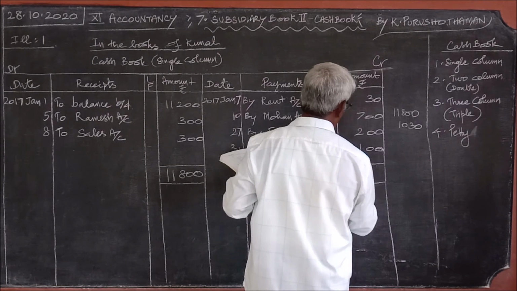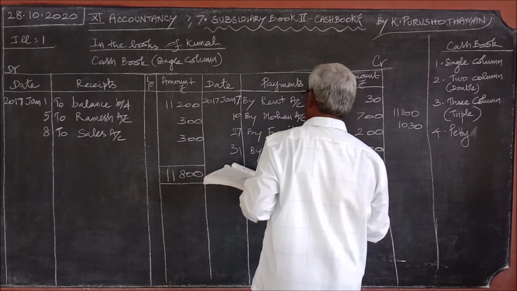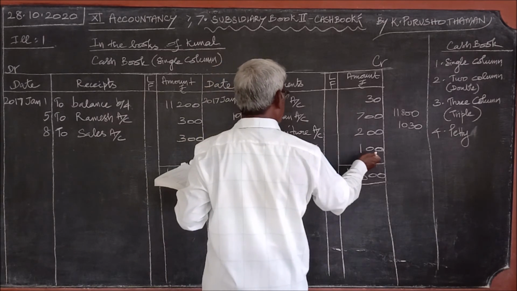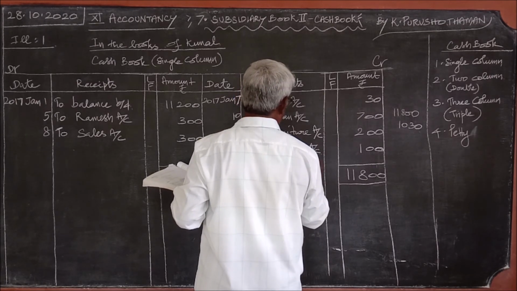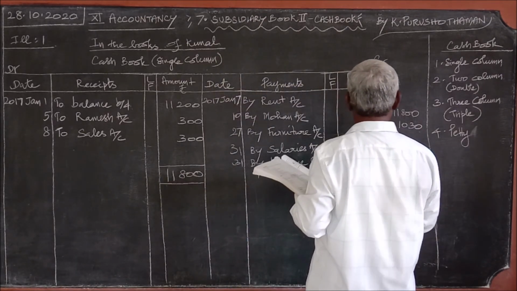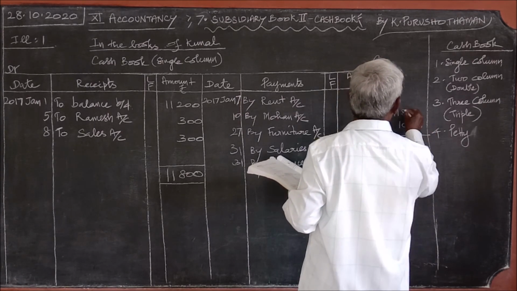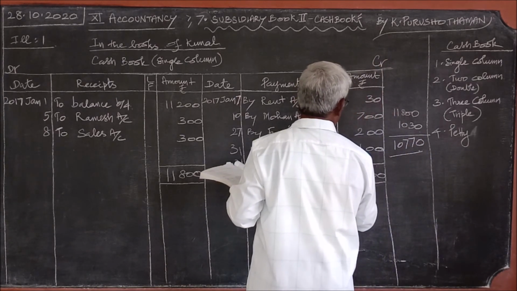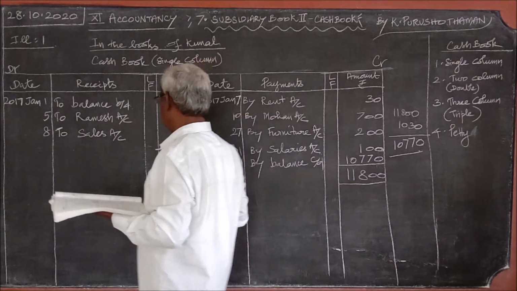The same as we did for ledger. What is the missing amount? On 31st, here only the amount is missing. That is the balancing amount. So, by balance carry down, the missing amount, 10,770. This is carried down on the last date of the month.